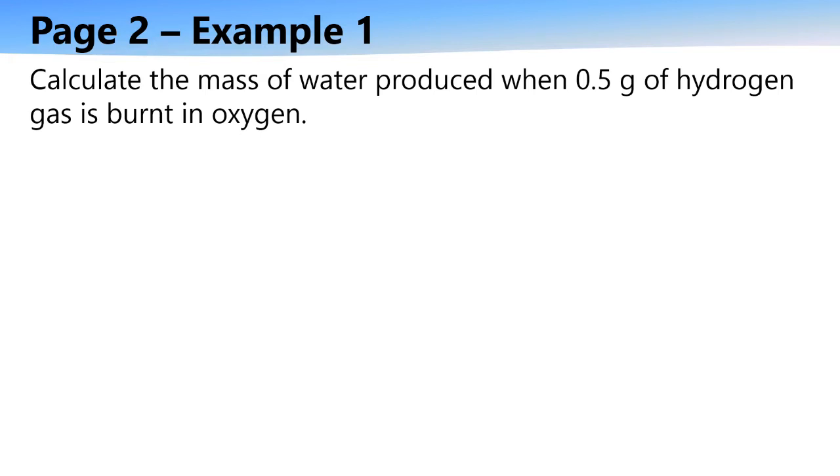Alright, page 2, example 1. Calculate the mass of water produced when 0.5 grams of hydrogen gas is burnt in oxygen. Then we are given the equation. It's the same equation as we have been doing for the examples.